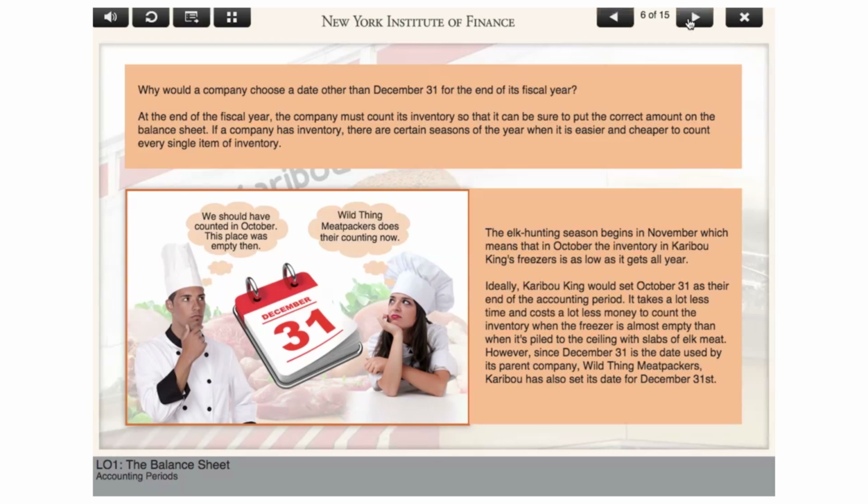Why would a company choose a date other than December 31st for the end of its fiscal year? At the end of the fiscal year, the company must count its inventory so that it can be sure to put the correct amount on the balance sheet. If a company has inventory, there are certain seasons of the year when it is easier and cheaper to count every single item of inventory. Take a look at the example provided on screen for a better understanding.